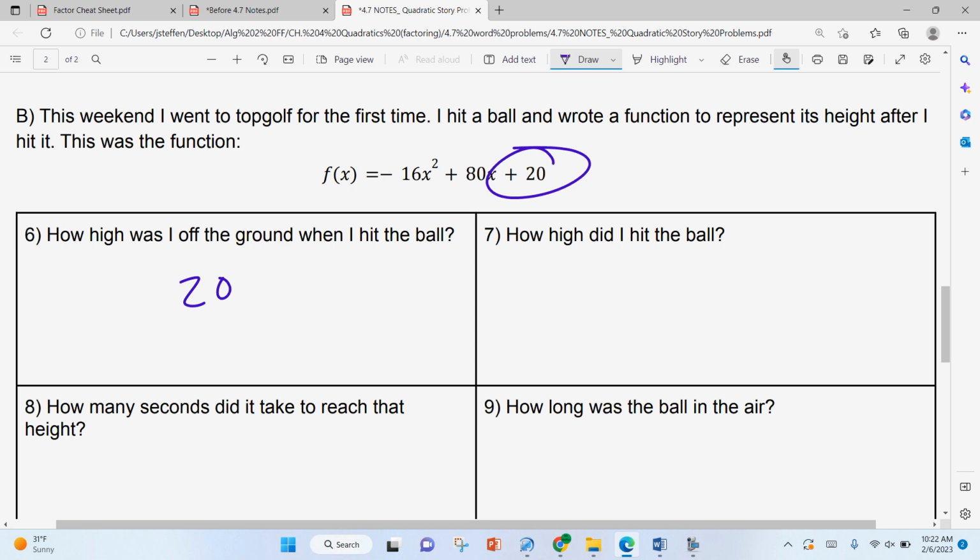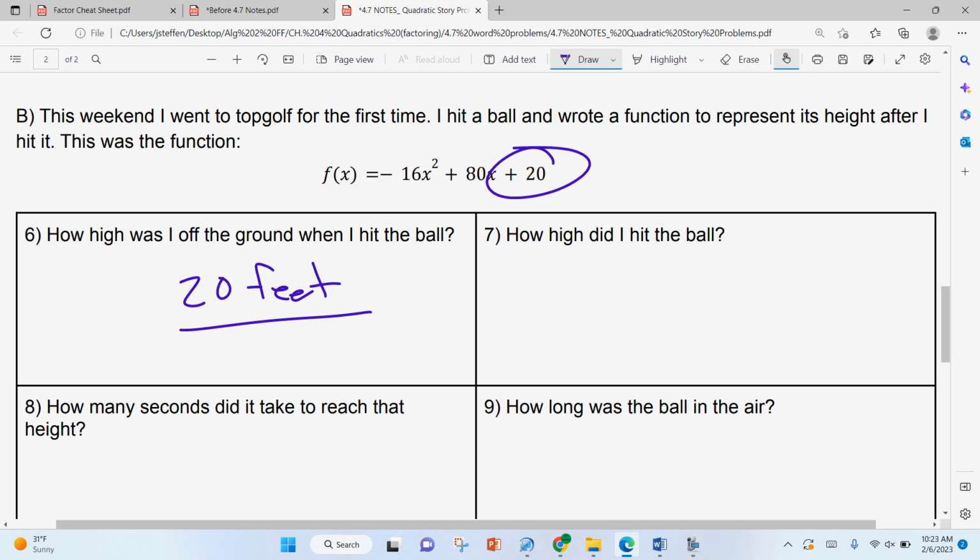I'm sorry, let me rephrase. How high was I off the ground when I hit the ball? How high was I at the very beginning? Again, that's 20 feet. That's your y-intercept. It's whatever it is at the beginning, before you started the trial. That's always your y-intercept. Now again, how high did I hit the ball?